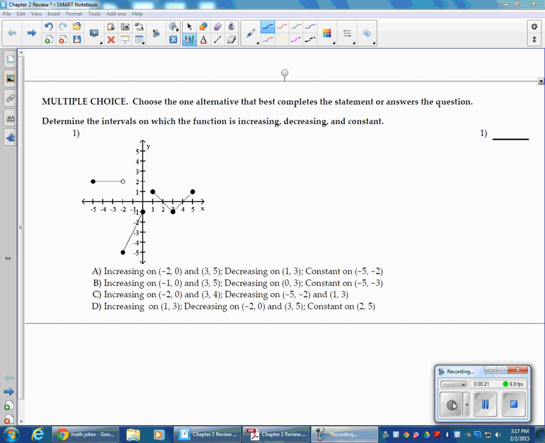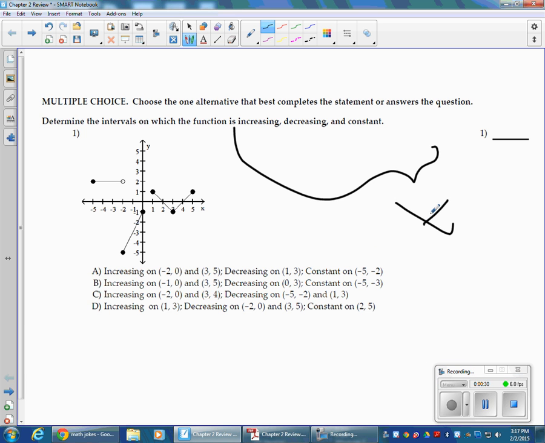It says determine the intervals on which the function is increasing, decreasing, and constant. And when we're talking increasing, decreasing, and constant, we're looking for the x values when we talk about our intervals, the x values. So looks like to me from -5 to -2, it's constant. And with increasing, decreasing, and constant, you always use parentheses. No brackets on increasing, decreasing, and constant. So from -5 to -2, it is constant.